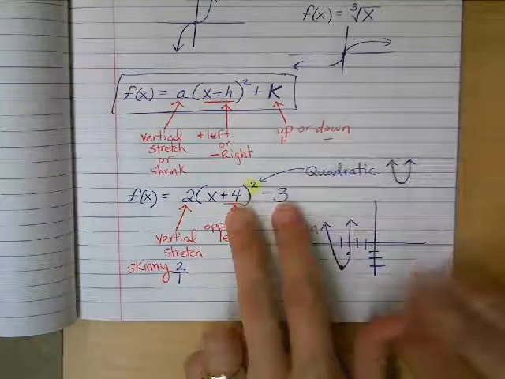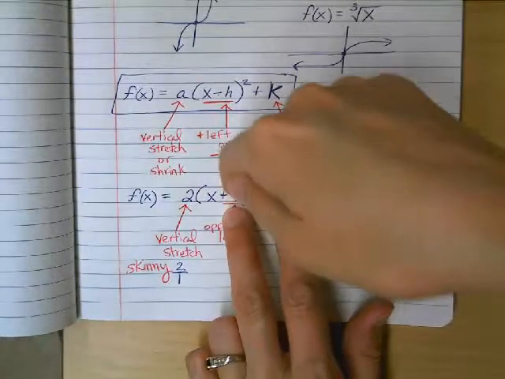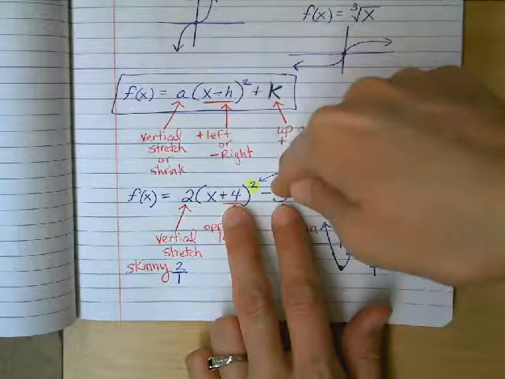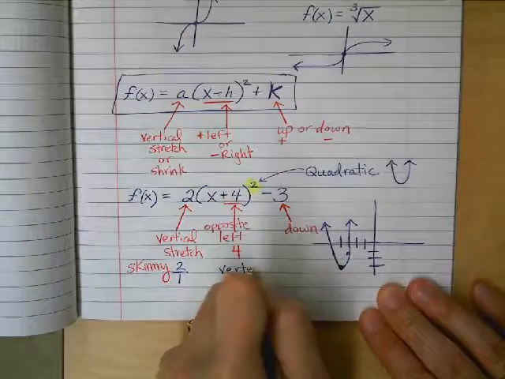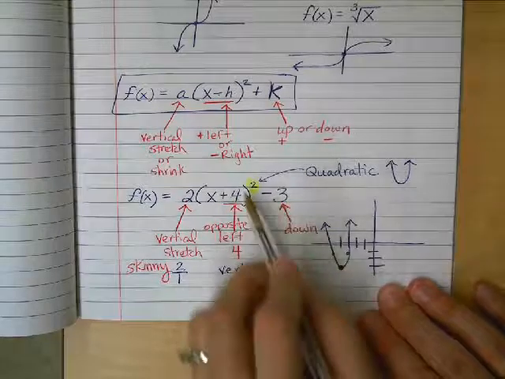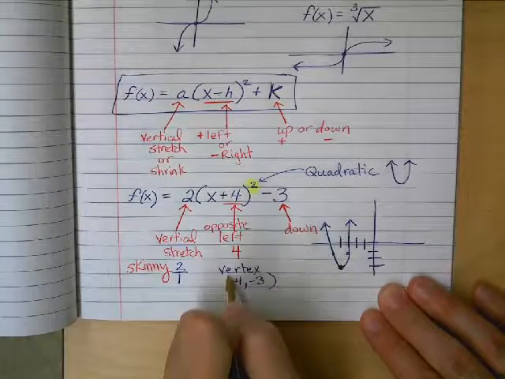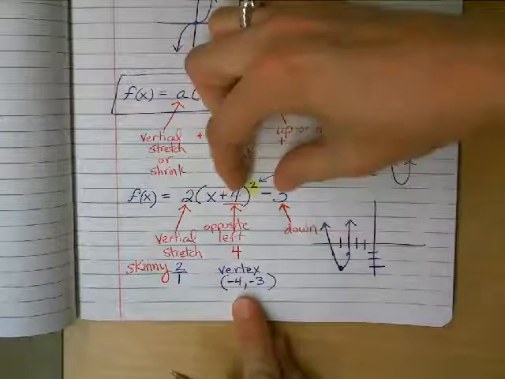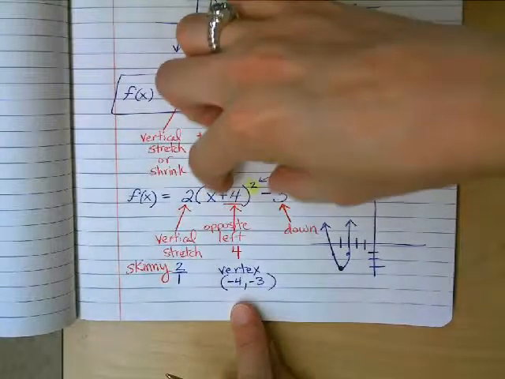These numbers actually give you the vertex, right? This is called vertex form. So the vertex is -4, -3. The vertex of your graph comes from these numbers. When you said left 4, that's -4, and then down 3. Those numbers give you the vertex, just so you know. Most of you guys already know that stuff.